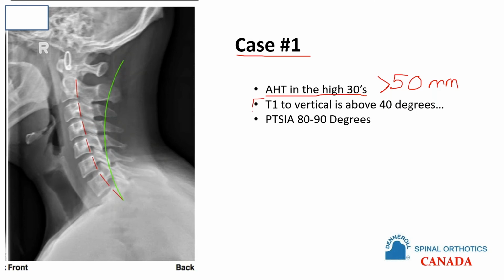But that would be neglecting looking at these two values because his T1 relative to vertical is above 40 degrees, right? So let me draw that. So T1 is right here, okay? So hallucinate that this is a vertical line up, okay?